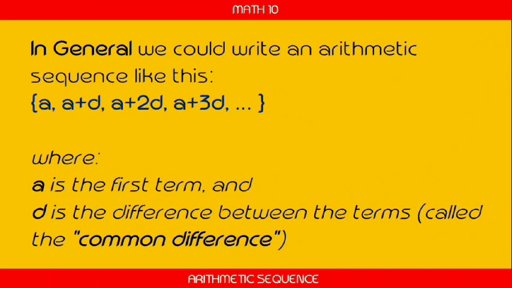In general, we could write an arithmetic sequence like this: A, then A plus D, then A plus 2D, then A plus 3D, and so on, where A is the first term and D is the difference between the terms, called the common difference.